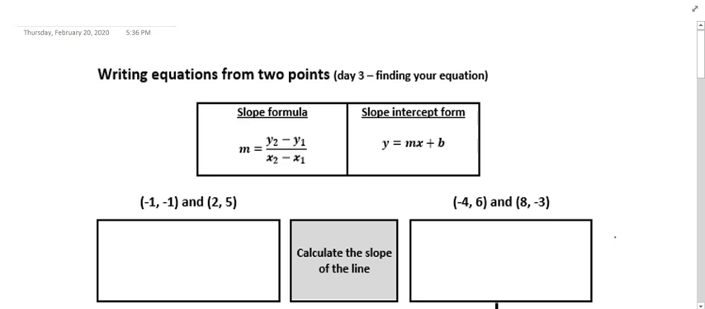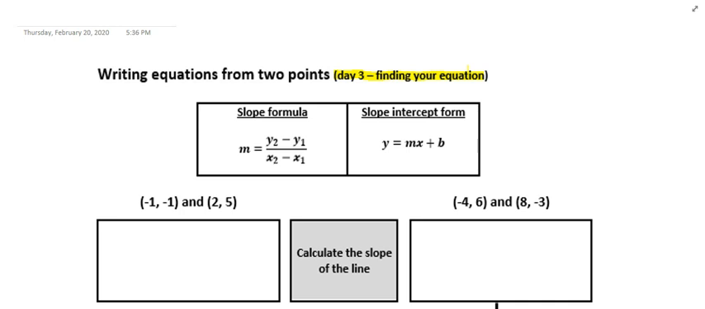Hey everyone, you should have your pink packet out. Turn to this page that says Day 3, Finding Your Equation. We've got to look at it mathematically first before we can use our data, okay? So if you need to pause the video at any time, pause it, then pick back up when you're ready.